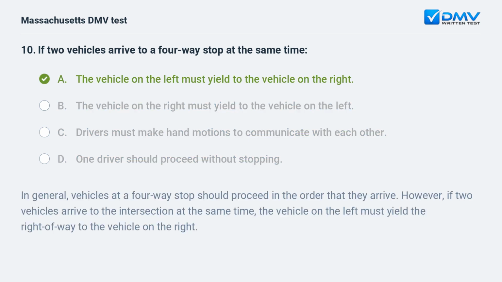A. The vehicle on the left must yield to the vehicle on the right. In general, vehicles at a four-way stop should proceed in the order that they arrive. However, if two vehicles arrive to the intersection at the same time, the vehicle on the left must yield the right of way to the vehicle on the right.